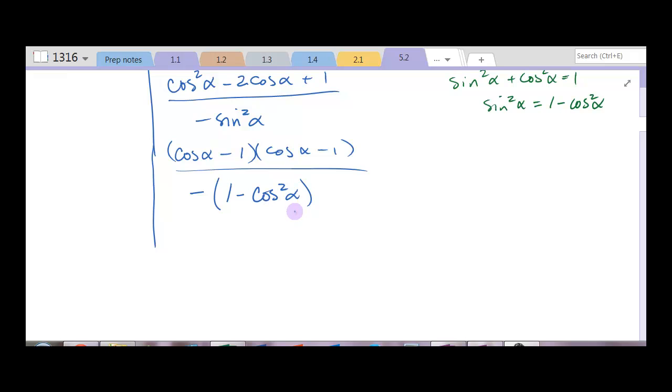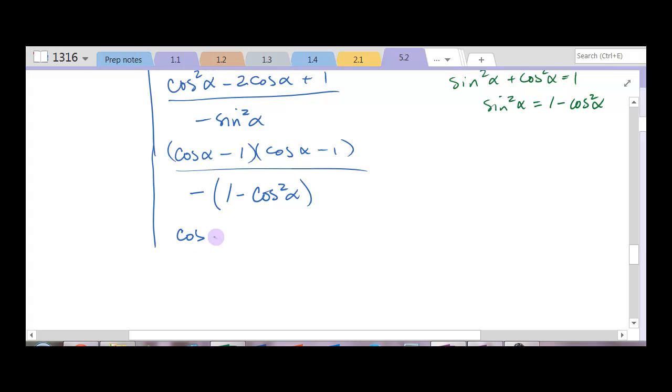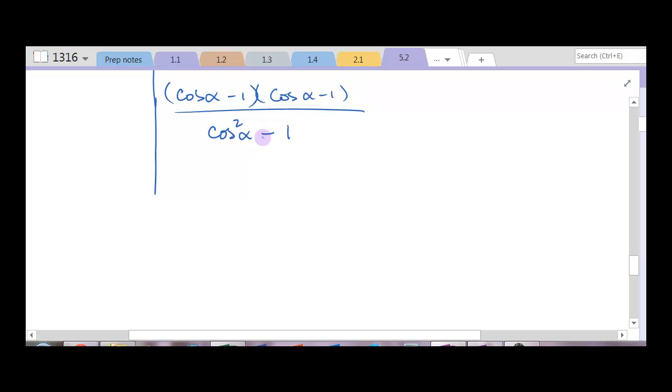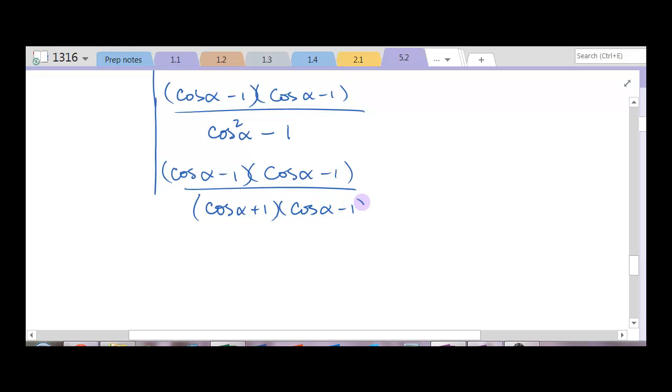I'm going to go ahead and distribute this negative sign on the outside and rewrite this so that it looks like cosine minus 1 in the numerator, cosine minus 1 all over the denominator, which says cosine squared minus 1 when I distribute the negative sign inside. So again, I am looking at the denominator and I think I can factor that, so that's how I'm going to do this. So I say cosine alpha minus 1, cosine minus 1, denominator becomes cosine alpha plus 1, and cosine alpha minus 1.